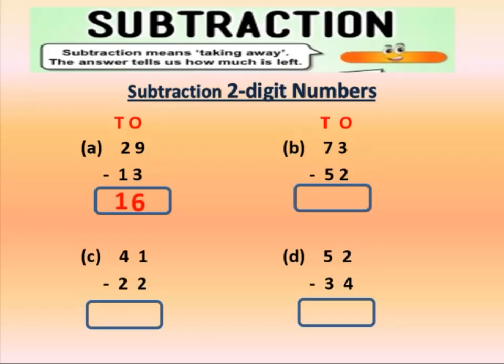In part B, in ones column, we have 3 and 2. We have to subtract 2 from 3. So keep 2 in mind and count till 3. After 2 we have 3. So only 1 finger.